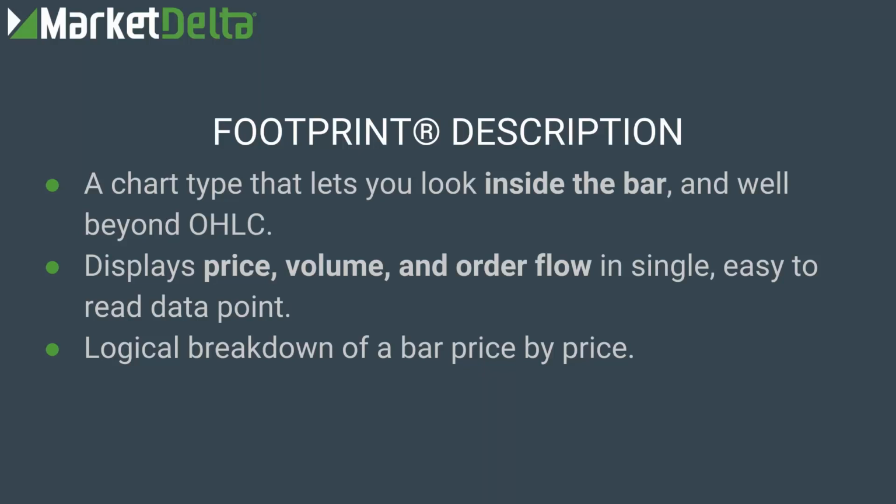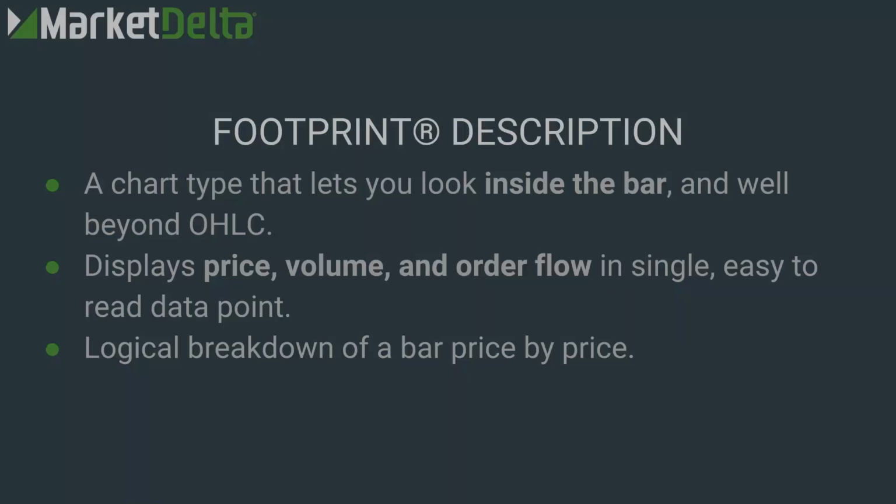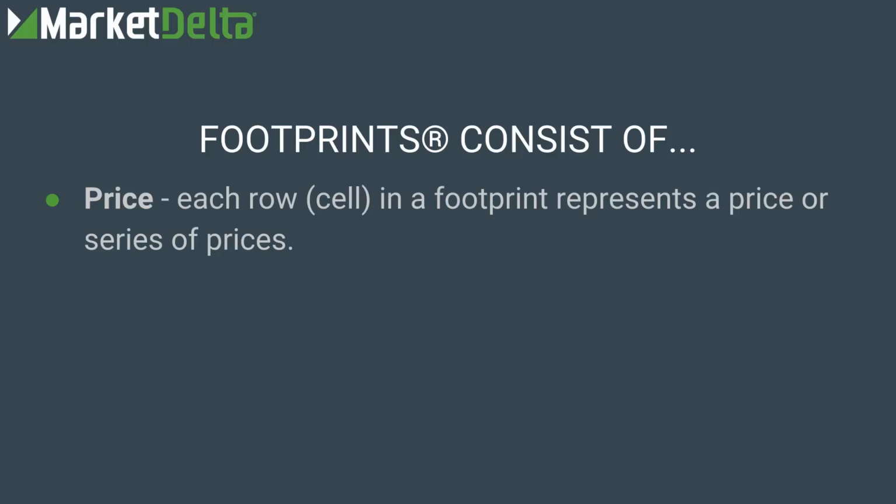You just take a bar, slice it up price by price, and it shows you that volume, order flow, or other information, however you configure it. So you can really tweak it to make it useful to your style of trading. So footprints consist of price, as I said. Each row or cell in a footprint represents a price or a series of prices.